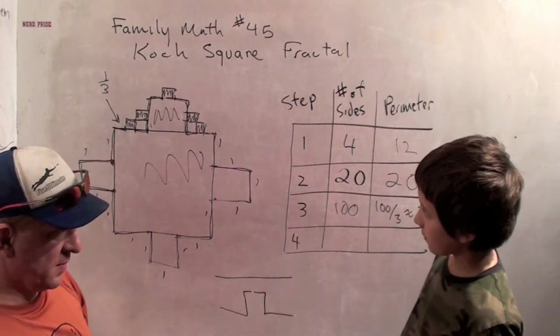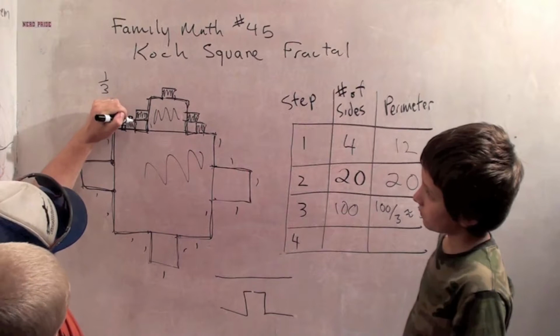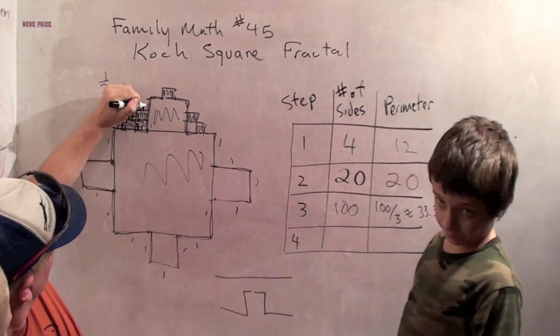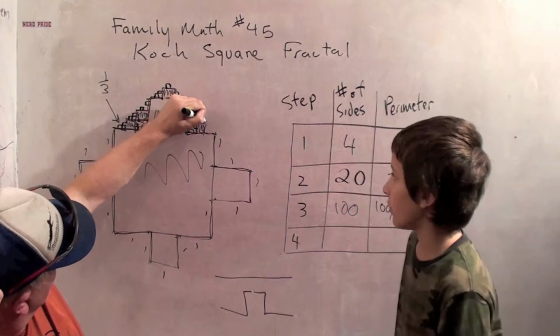Yep. Okay. So when I do my next step here, which is going to be really complicated, I'm going to have to go in here and in here and in here and in here. This is going to be very hard to see on camera. But that's all right. It's hard to see here too. In there, in there, in there, in there. Looks like a triangle. In there, in there, in there.